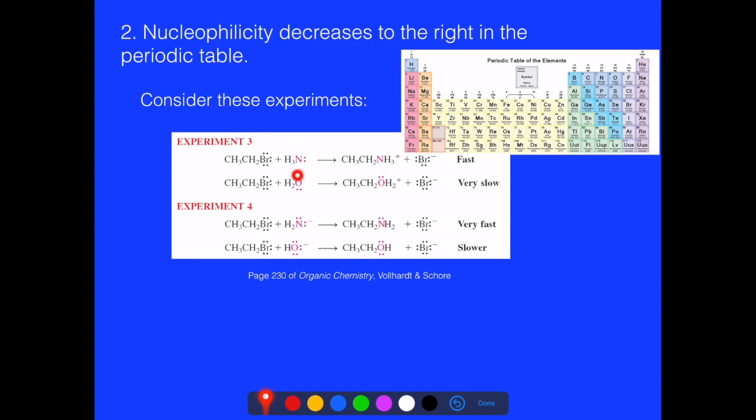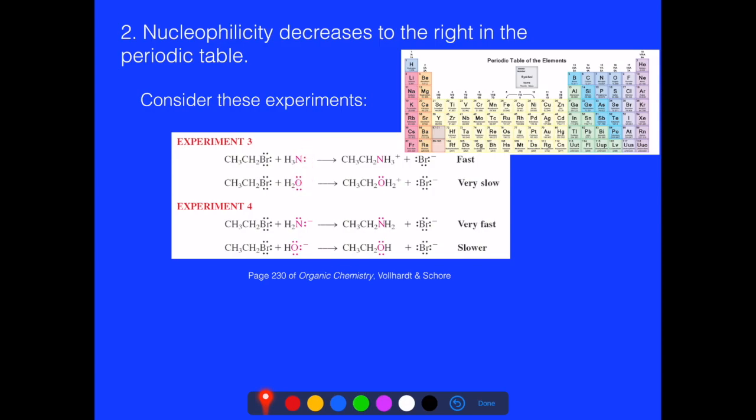We have nitrogen and oxygen, neutrally charged here with hydrogen, so similar groups attached to them. Notice where nitrogen and oxygen are in the periodic table. We run the reaction and get similar types of products, similar charge, and the same leaving groups. Notice nitrogen is fast and oxygen is slow. Nitrogen, a little more to the left, is faster, and oxygen, to the right, is slower. So oxygen has lower nucleophilicity based on this.